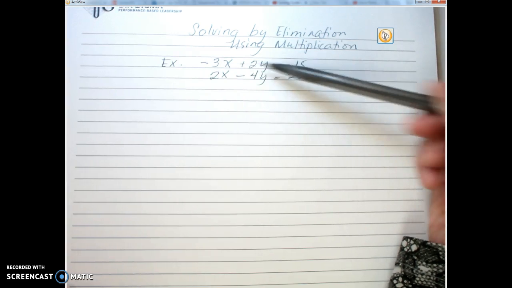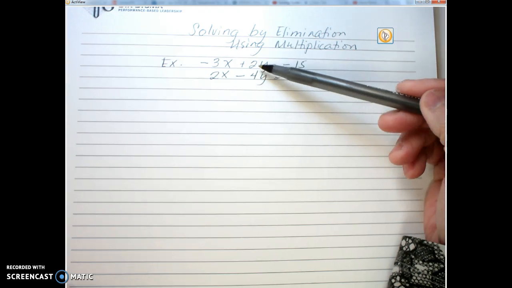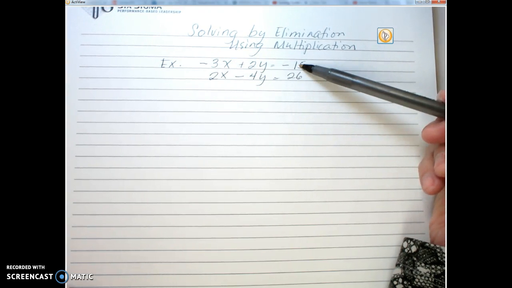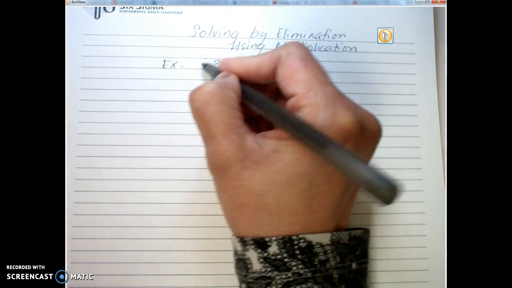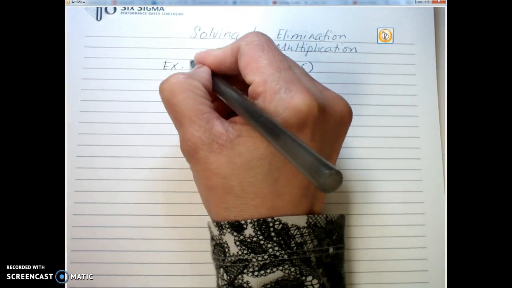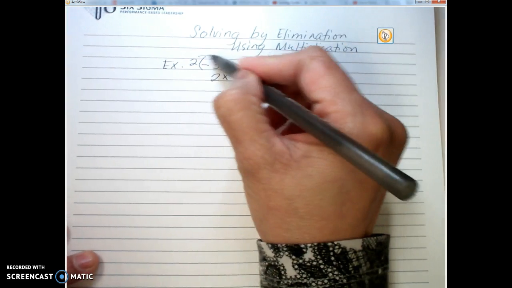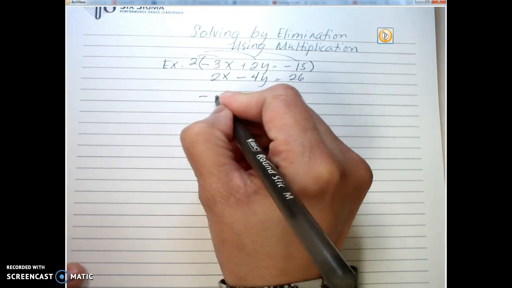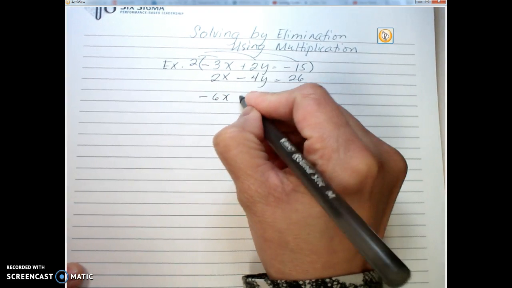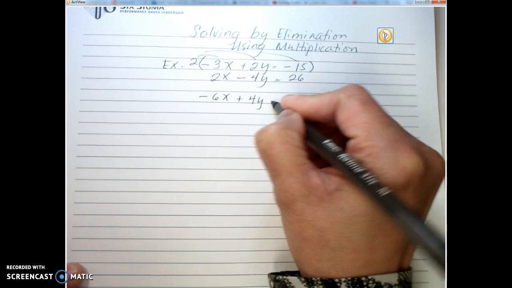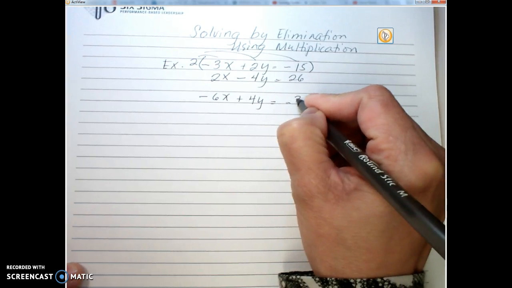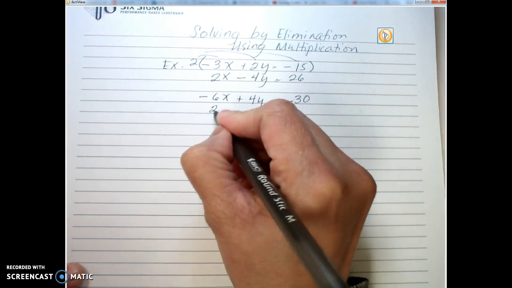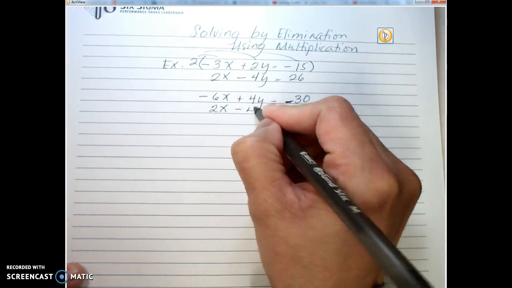However, I'm looking at the y, and the only problem is that this 2 must be changed into a 4. So I'm looking at this, and I think y can be eliminated if I multiply this first equation by 2. So let's try that. I multiply this by 2, and I distribute. The first equation now turns to negative 6x plus 4y equals negative 30. And then let me rewrite this just to make it clearer.